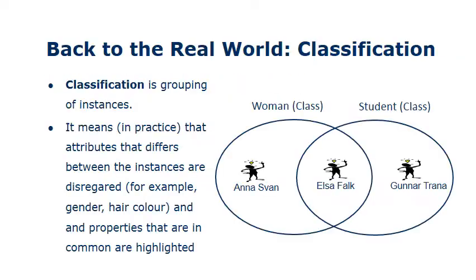Let's now go to classification and generalization and try to explain what that is. Classification we have met before. Classification is grouping of instances. In the picture here, you can see that we grouped Anna Svan and Elsa Falk and classified them as women. And we also grouped Elsa Falk and Gunnar Trana and created the class student.